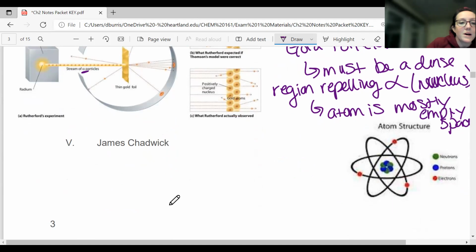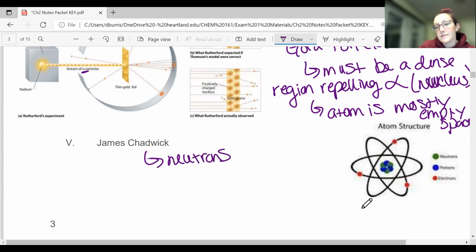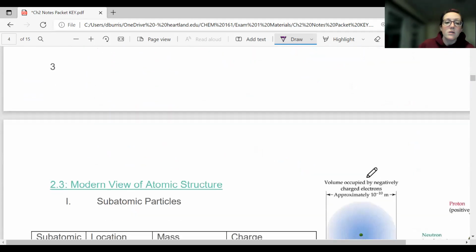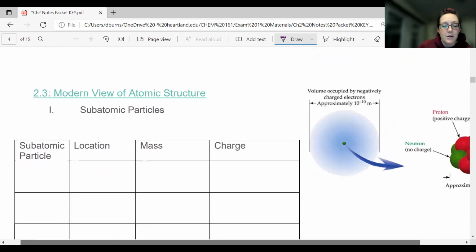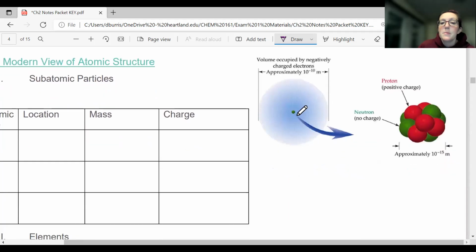The last piece of the puzzle for this model was James Chadwick. He discovered neutrons, which changed the mass. That's how we get different isotopes. And then we ended up with this model here. Now, remember the vast regions of empty space, so it actually looks a little bit different. This model is a little bit better.